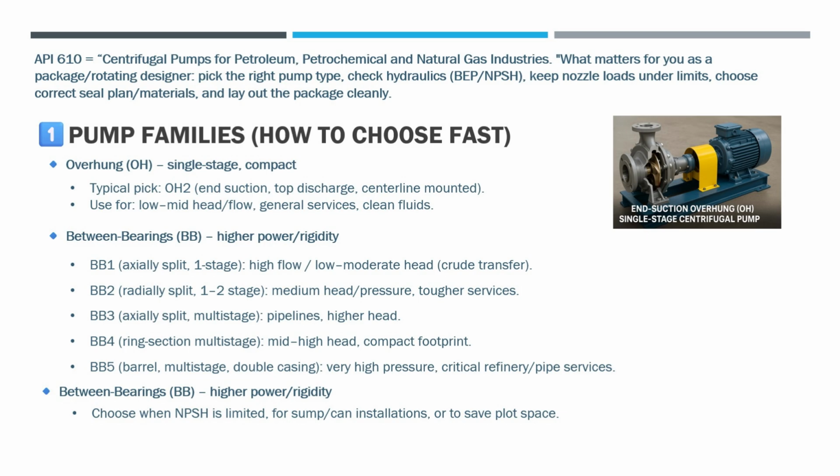API 610 defines several pump families. Overhung, OH: compact, single stage. The most common is OH2, an end-suction, top-discharge, centerline mounted pump. Best for low to mid-head and clean fluids.